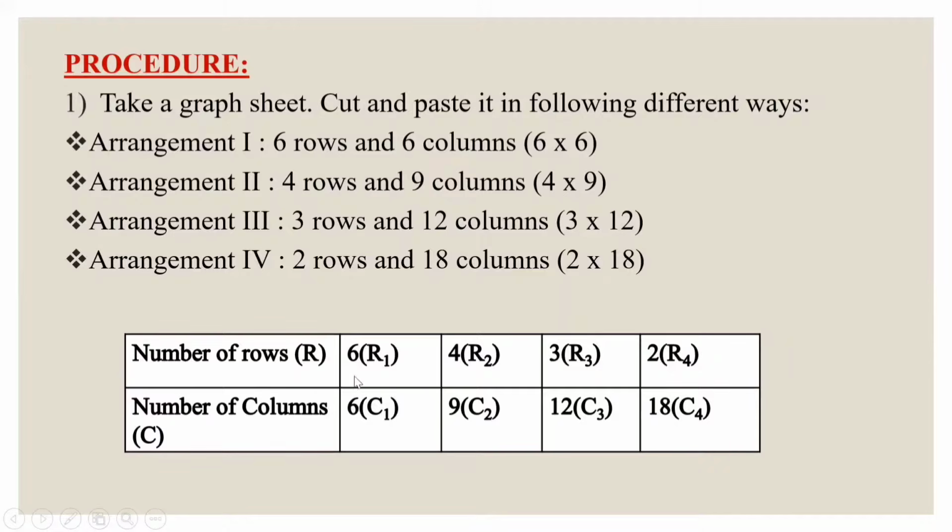First case, 6 rows and 6 columns. Second case, 4 rows, 9 columns. Third case, 3 rows, 12 columns. And lastly, I have 2 rows and 18 columns. Clearly, if you observe, you can see that as the number of rows are decreasing, 6, 4, 3, 2, the number of columns is increasing, 6, 9, 12, and 18. What does it show? It shows that they are varying inversely.